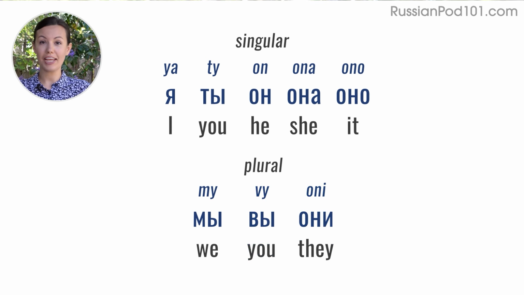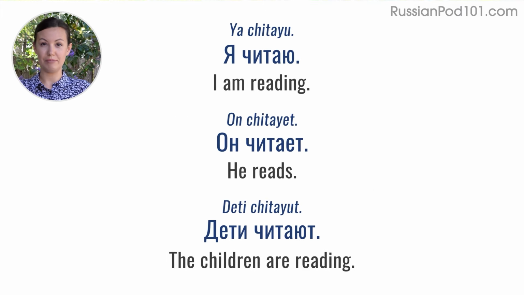So, to conjugate a verb, you need to change their personal ending. For example, я читаю, I'm reading. Он читает, he reads. Дети читают, the children are reading.